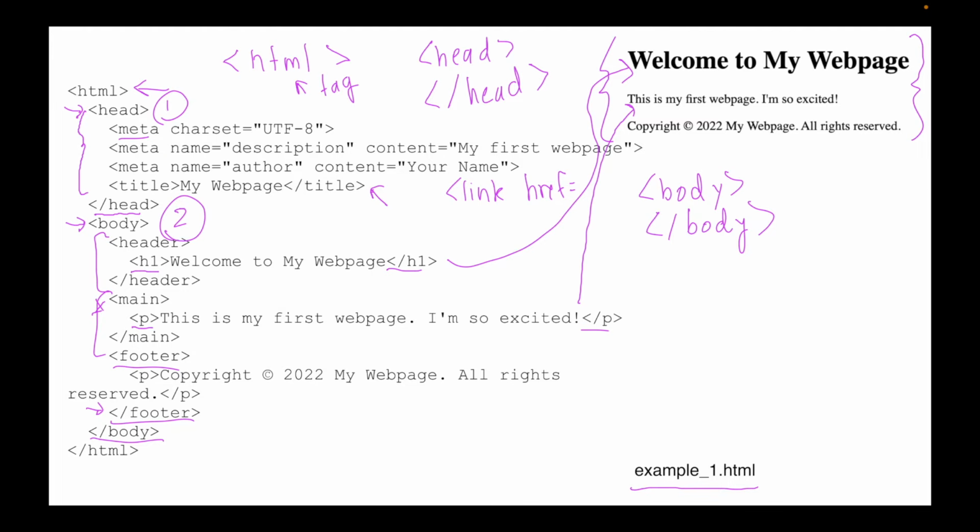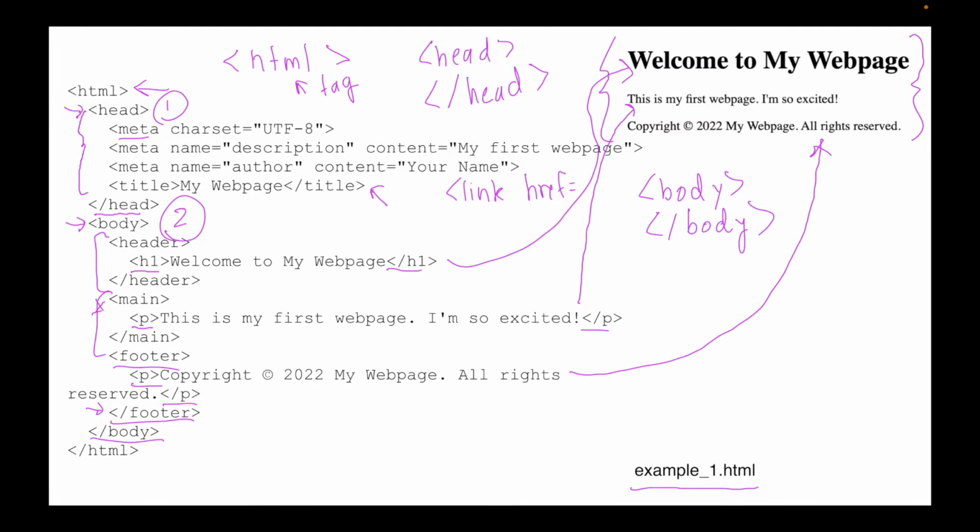This is my first web page. I'm so excited. And then we also have a footer, which is what you typically see at the bottom of a web page. And that also contains text in the form of a paragraph. And that's what we're going to see right here. This is a really small, really simple web page. That's basically how it works, and those are the components of a web page in HTML.